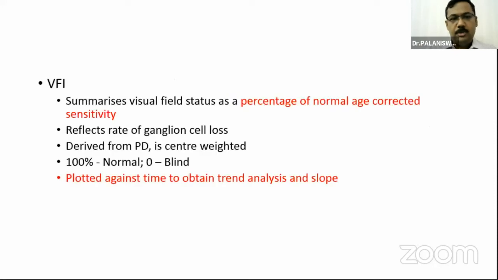Visual field index summarizes the visual field status as a percentage of normal age-corrected sensitivity. It is derived from the pattern deviation plot. It is center weighted. A normal field would have a VFI of around 100, and in case the patient has advanced fields, it will be closer to 0. This can also be plotted against time to obtain a trend analysis and slope, but for this, we'll need 5 fields over a period of 3 years.